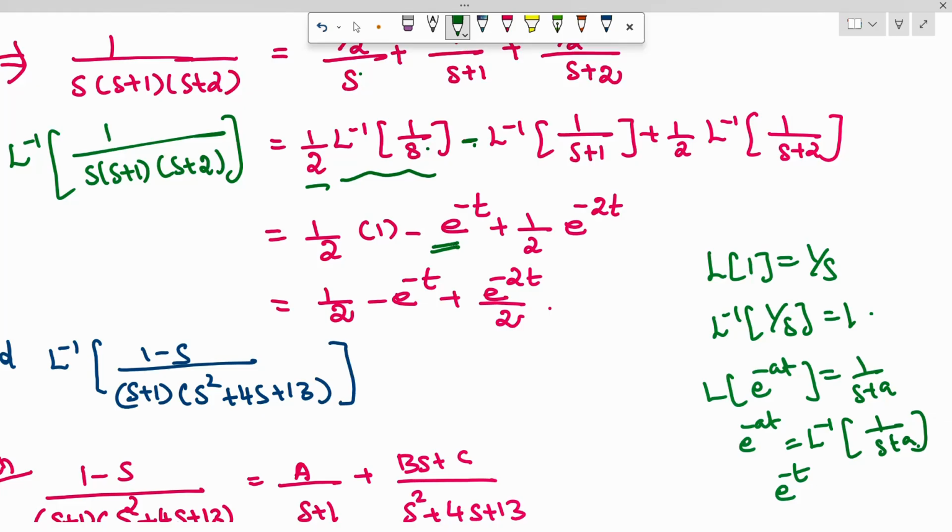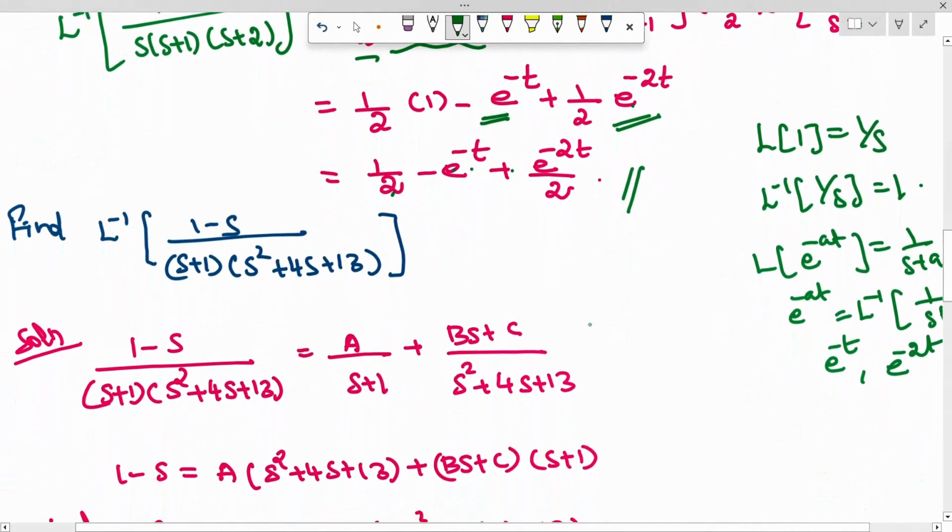Second term value. What is our third term? L inverse of 1 by s plus 2, which means a is 2. A is 2 means e power minus 2t. Here 1 by 2 is there, 1 by 2 into e power minus 2t, third term. Therefore 1 by 2 minus e power minus t plus e power minus 2t by 2 is the correct answer.